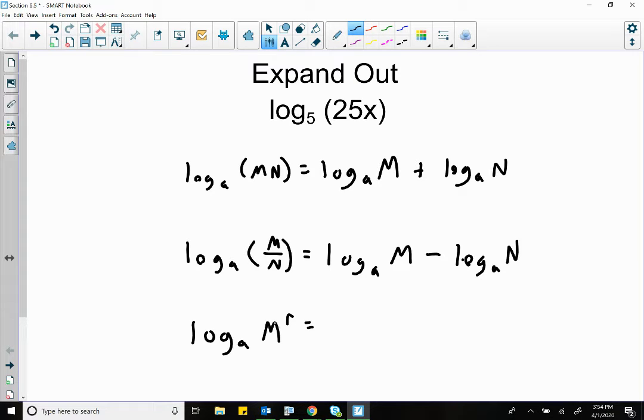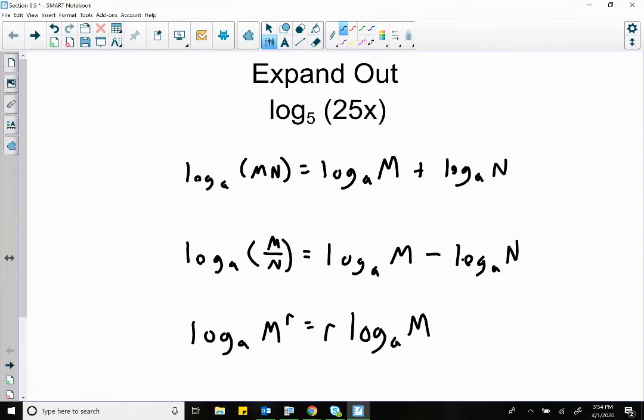If you have log A of m to a power, so we got some piece in here to a power, then we can take that power and we can shift it in front. So we just take the power from the top and we move it right in front. So these three ideas are what we're going to be using to expand this out. Or, as you'll see soon, to condense it down. Okay?